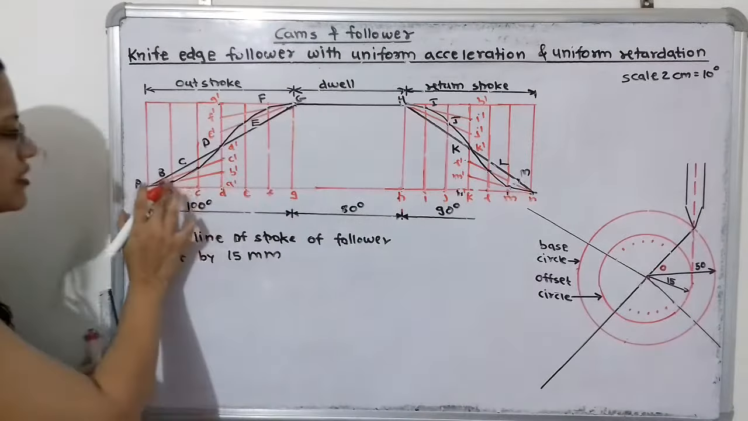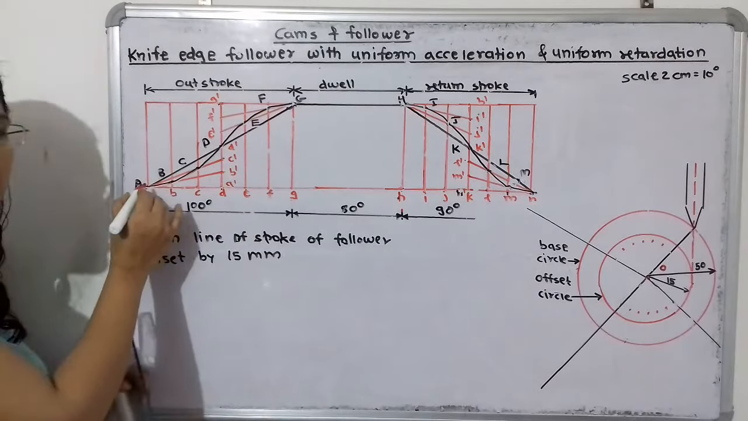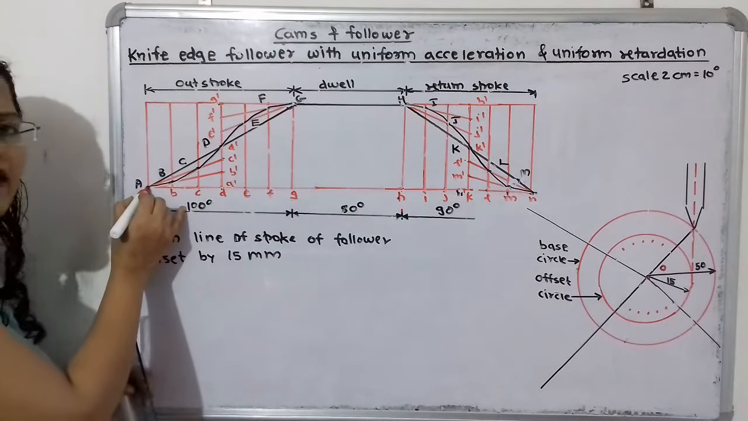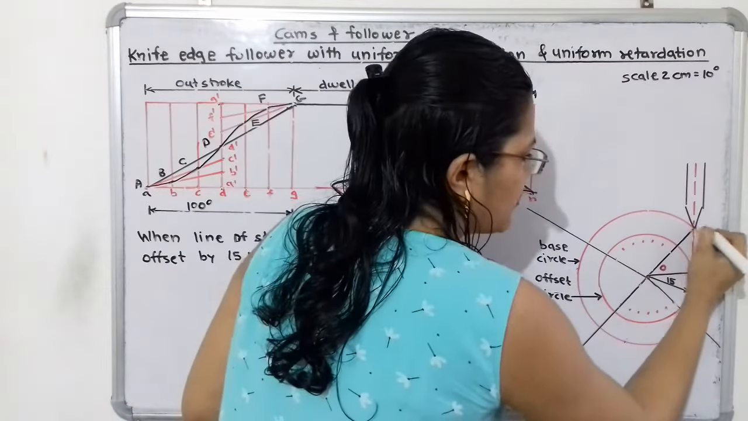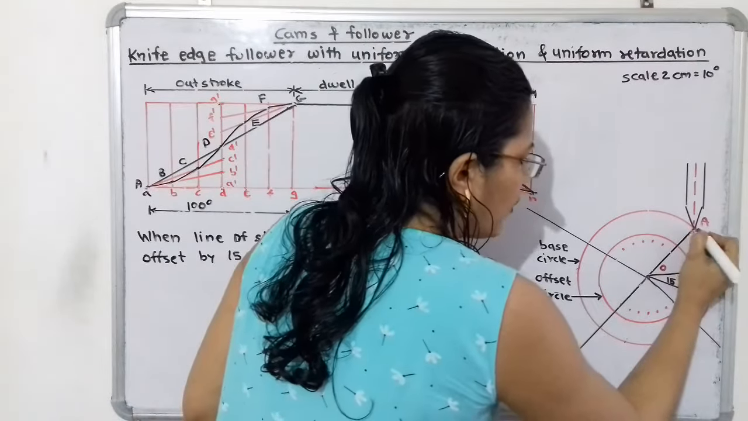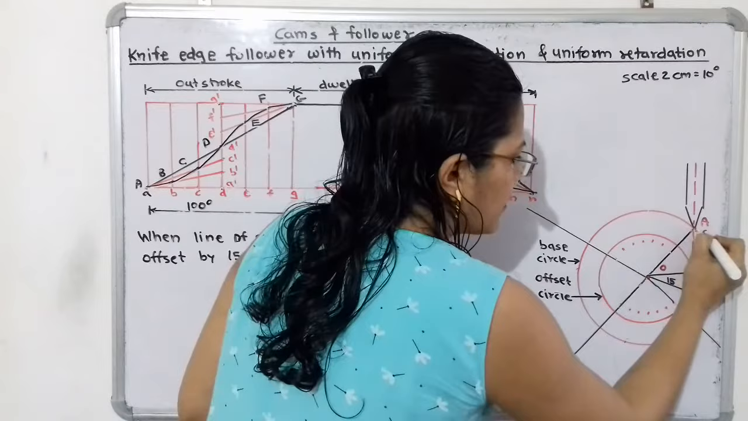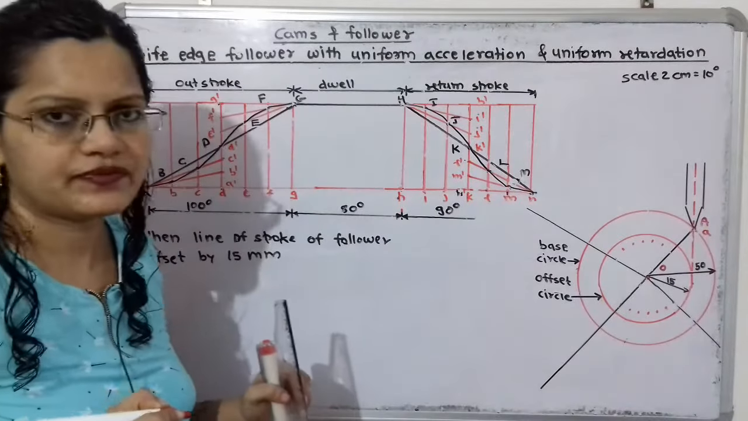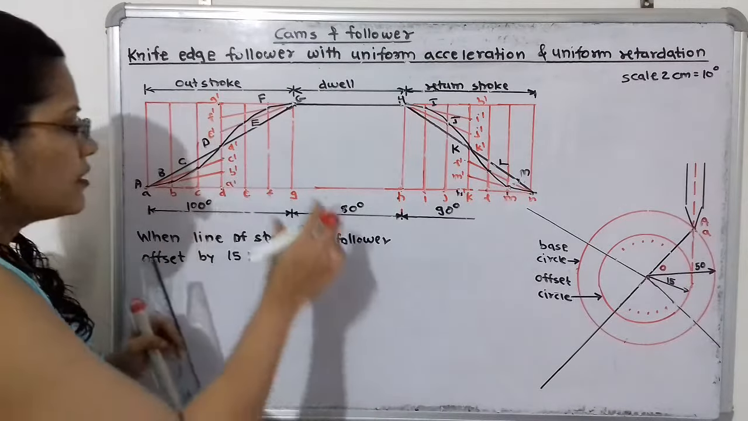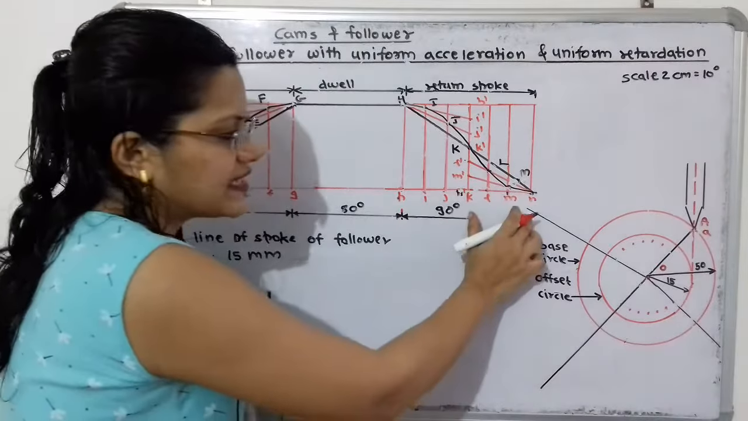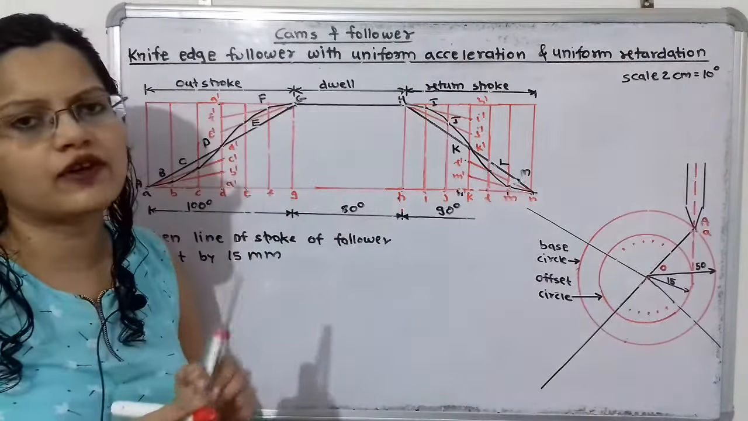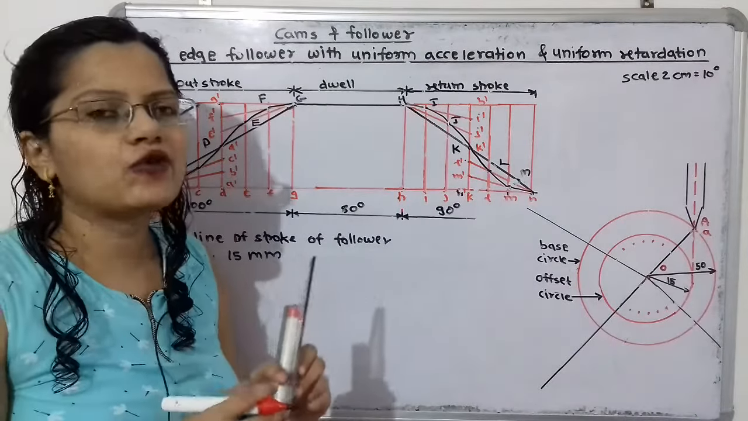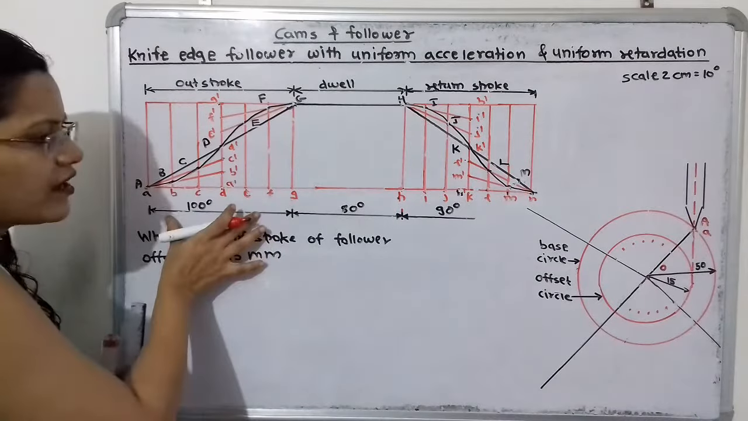So if we observe the displacement diagram, the initial position is at this point A, and we can say the trace point is capital A. So here is the trace point, that is capital A, and on this base circle we will give here the small letter a. Now if we observe, out of this 360 degrees, the total angle covered by this circle is also equal to 360 degrees. We have to make the outstroke 100 degrees.